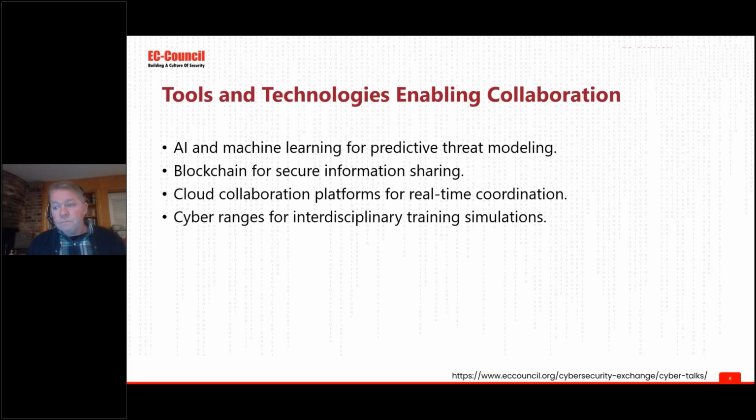Cyber ranges are great, but we generally keep those within the technology folks, when we should be including people from other disciplines. We can create a training simulation that incorporates them, and maybe we'll do a tabletop exercise, something like that, to simulate what's going on. We often do a phishing campaign internally to see who clicks on the link. Things like that are something we can use as a metric to see where we are in the cybersecurity realm.